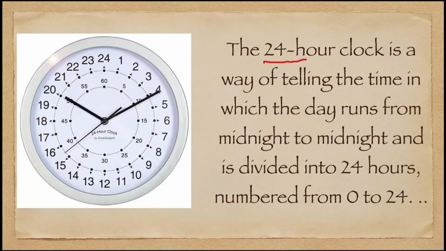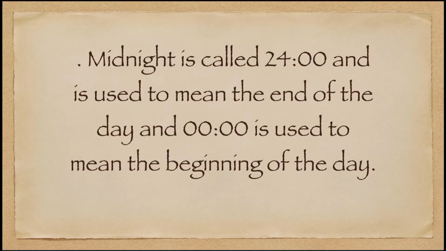This is the 24-hour clock. It is the way of telling the time in which the day runs from midnight to midnight and is divided into 24 hours and numbered from 0 to 24. Can you see? Starts with 1 to 24. Midnight is called 2400 hours and is used to mean the end of the day, and 00 hours is used to mean the beginning of the day.